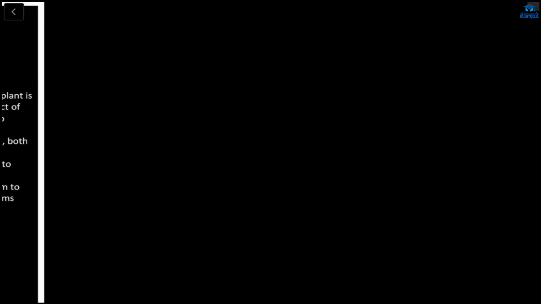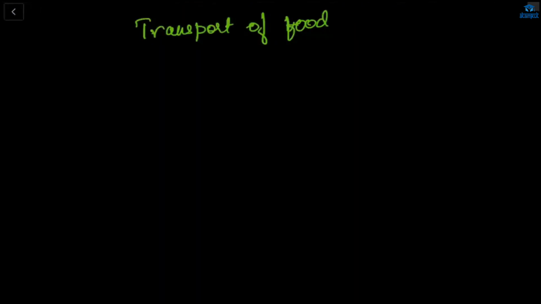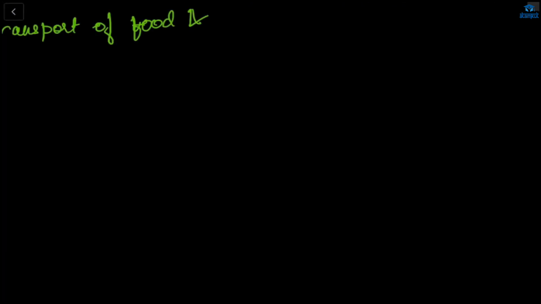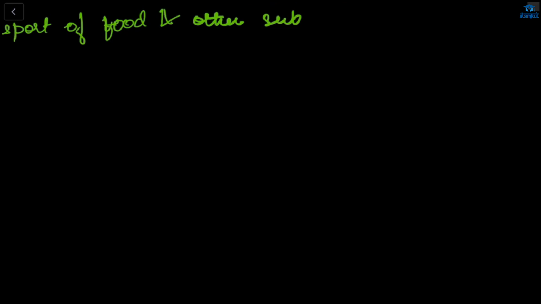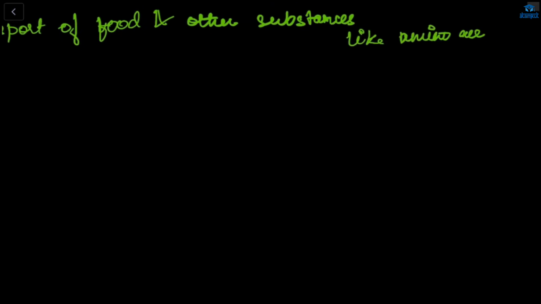Xylem tissues are for water, and phloem tissues help in the transport of food. You can say flow of food, food and other substances, like amino acids. Where is food made? In the leaves. Yes, leaves, correct.